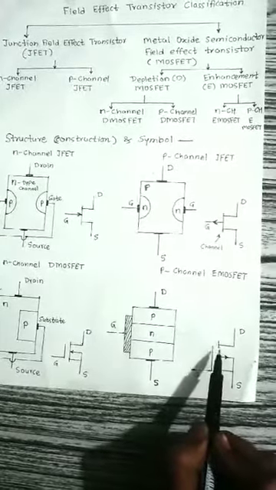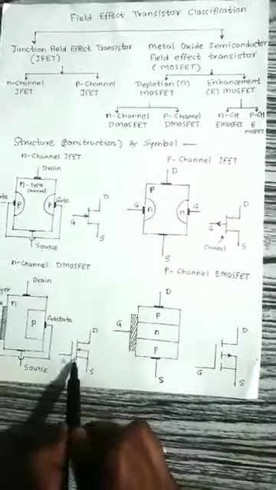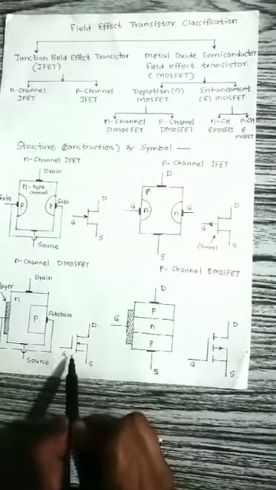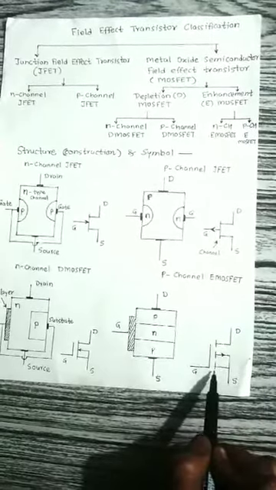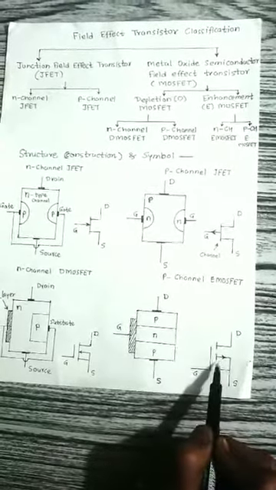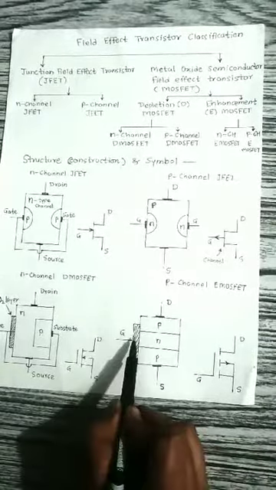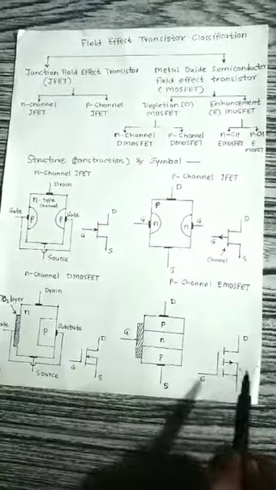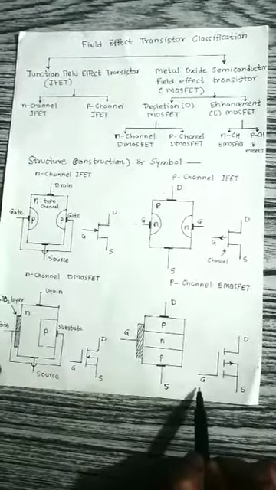In this case, that channel is not a continuous line. Here in first case channel is a solid line, whereas in second case channel is a dotted line, because channel is created afterwards and there is gap between this channel and gate because of this SiO2 layer. Again there are same three terminals, that is drain, source and gate.